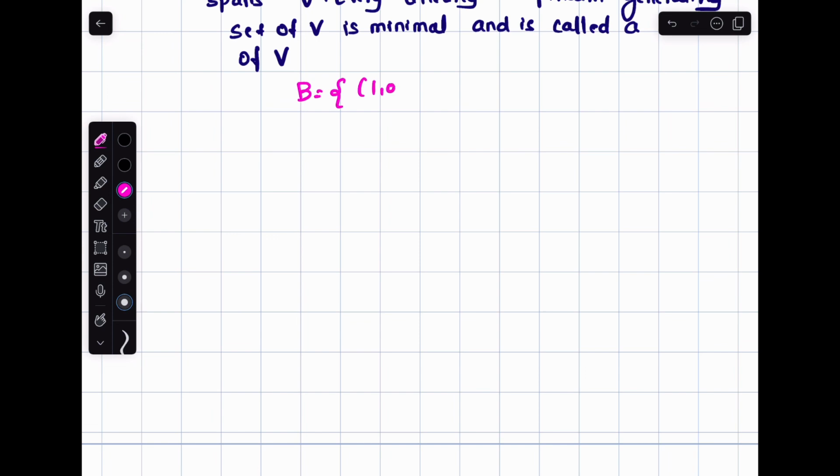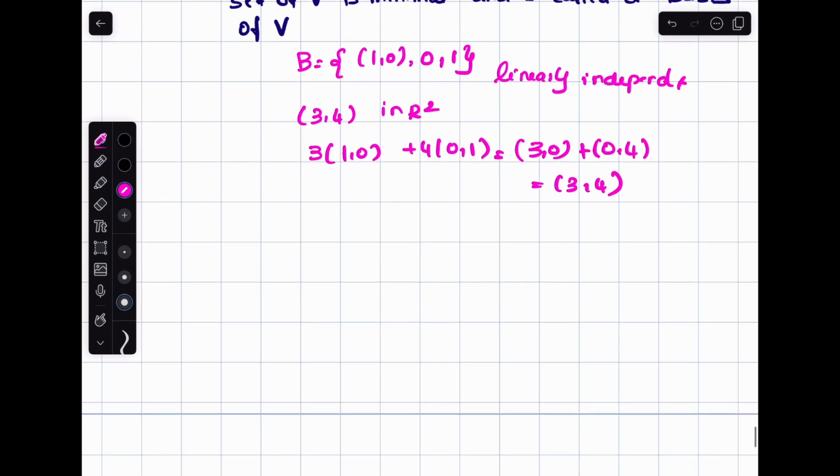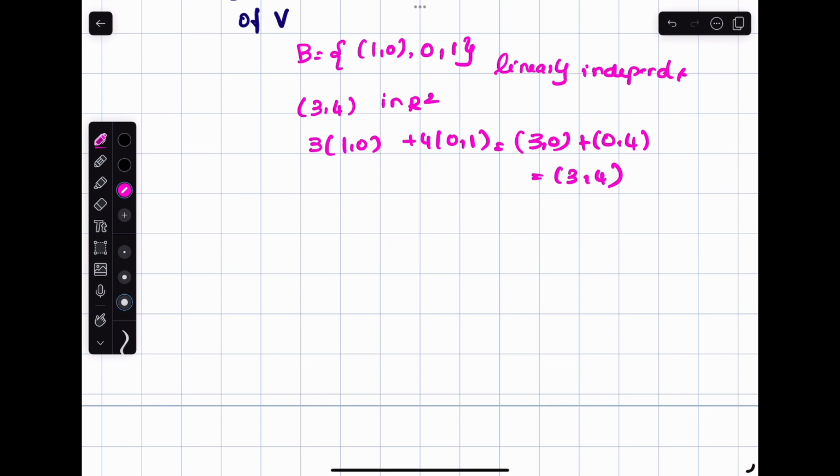Say B is a generating set, and B is equal to {(1, 0), (0, 1)}. These vectors are linearly independent, meaning neither can be expressed as a scalar multiple of the other. Additionally, any vector in R square can be expressed as a unique linear combination of these basis vectors. Suppose you want to create the vector (3, 4). You'll just multiply 3 with (1, 0) and 4 with (0, 1), so it is (3, 0) plus (0, 4), which is nothing but (3, 4). So you are able to generate (3, 4) from the set B.